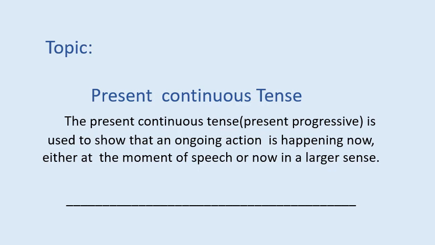Today my topic is present continuous tense. The present continuous tense is also called the present progressive tense. It is used to show that an ongoing action is happening now, either at the moment of speech or now in a larger sense.